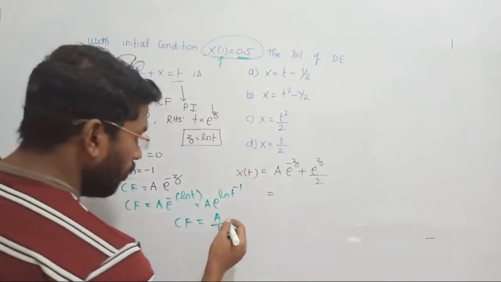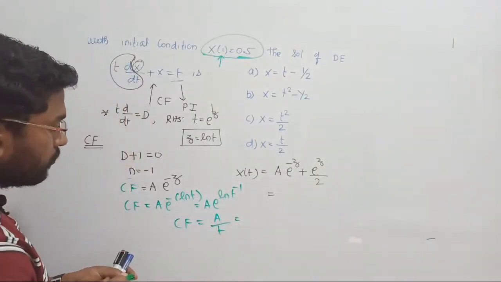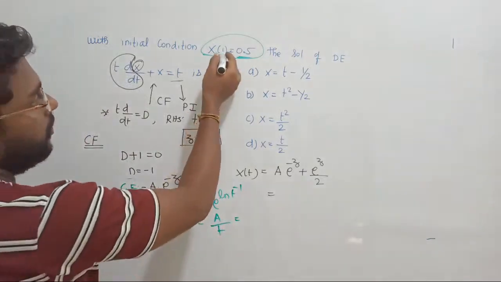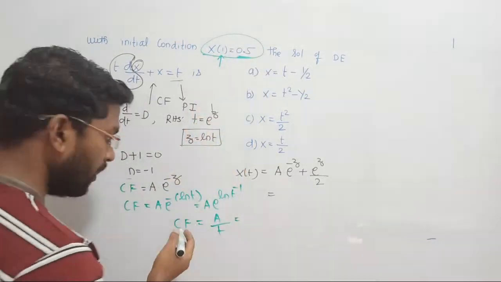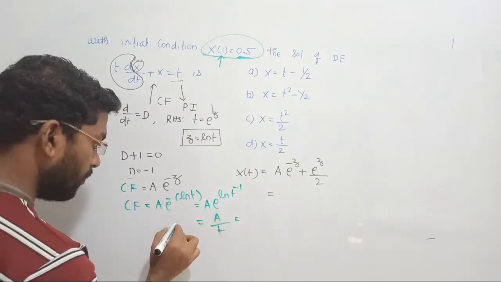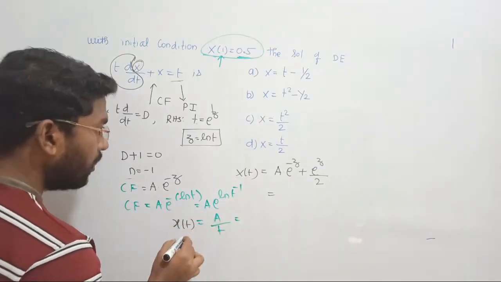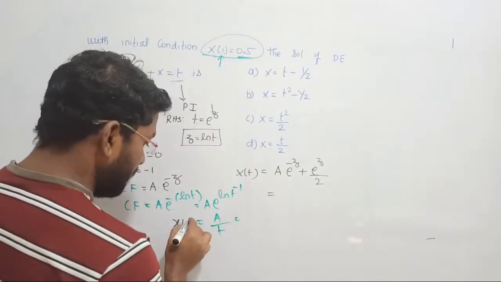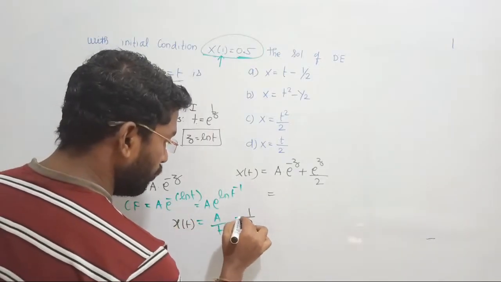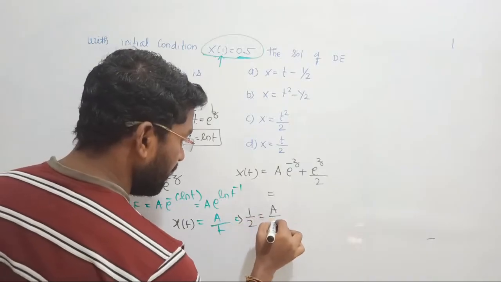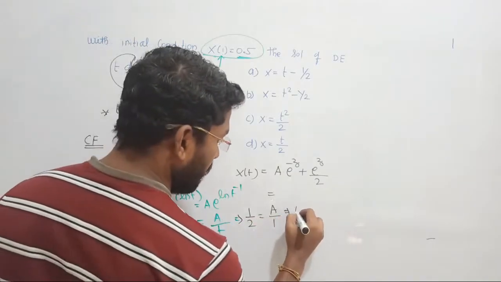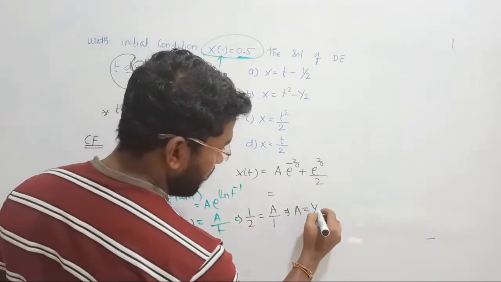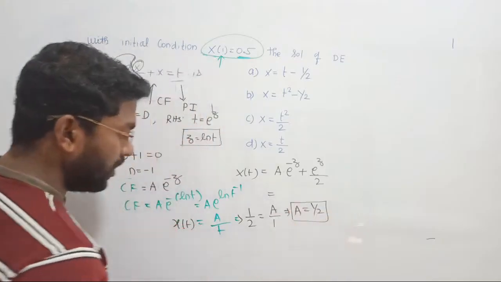Right? Let us see what happened now. The next step: see what condition they have given, x of 1 equals 0.5. I can say x of t, this is the complementary function, and at t equal to 1, x equals 0.5. From this I can say the value of x is 0.5, that is 1/2, whereas t equals 1, such that we can write a can be written as, right? So a is equal to 1 by 2. We can say a is equal to 1 by 2, right? So let us substitute that value here.